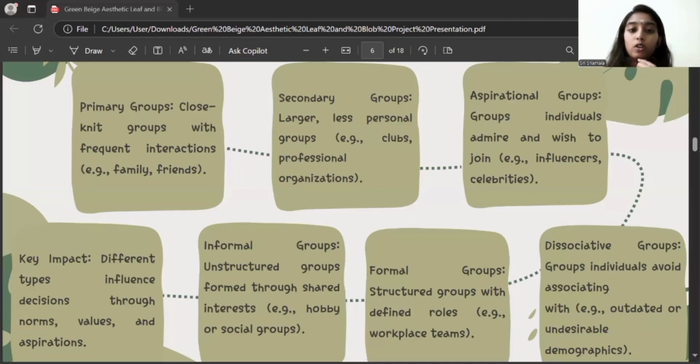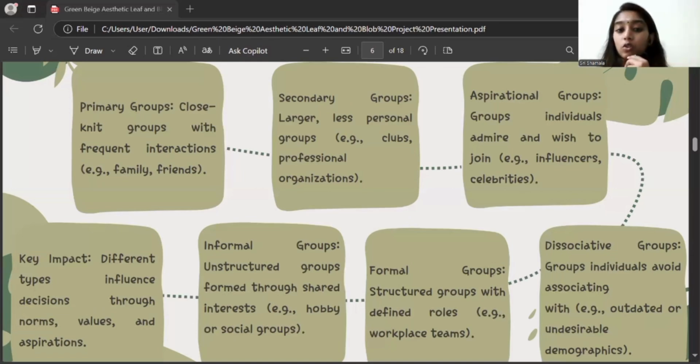The fourth one will be dissociative groups, which are the opposite. These are groups we want to avoid being associated with. For example, a teenager might avoid wearing clothes associated with older people to maintain their youthful image. So this is something which is not the same, but something which we will try to be the opposite of. So that's about dissociative groups.